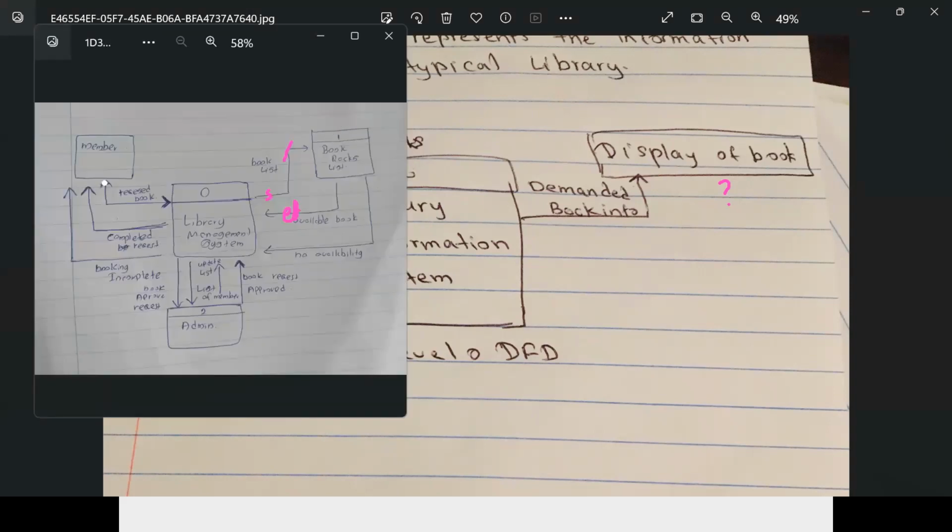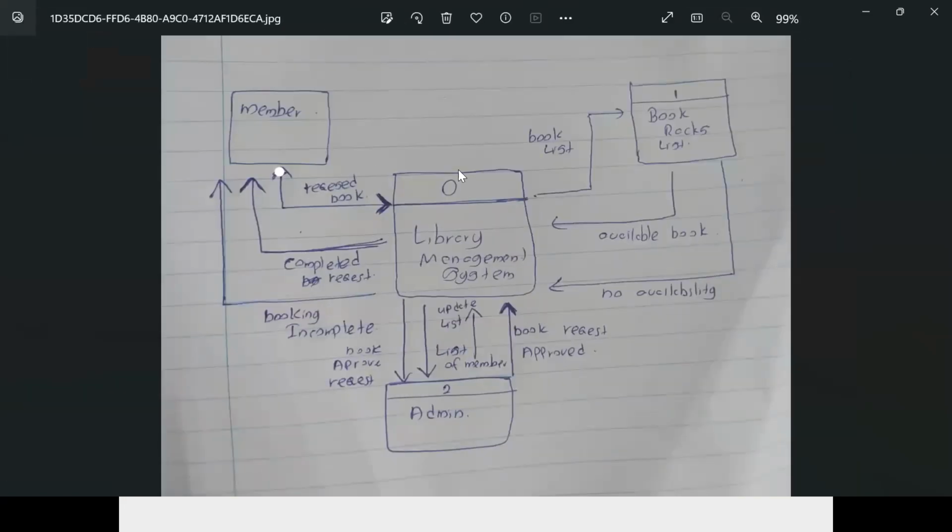Okay, so I got another. Let me see that one as well. May I know, is this the context diagram or the detailed version of the context diagram, like level 0 or level 1? Is this a context diagram or is it the detailed version?